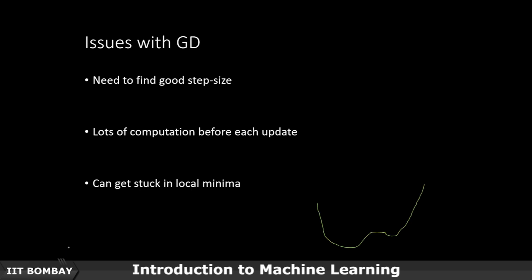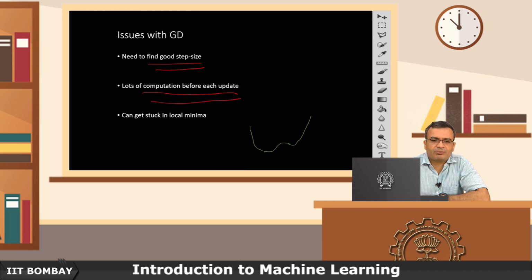The other problem with gradient descent is that we may not even want to have a local minima, we may want to actually escape the local minima and find something which is even lower than the current local minima. So to summarize, we need a good step size, which is not easy to find unless you know the second derivative or you do some sort of second order computation. We have to do a lot of computations before each update, and we can get stuck in local minima.